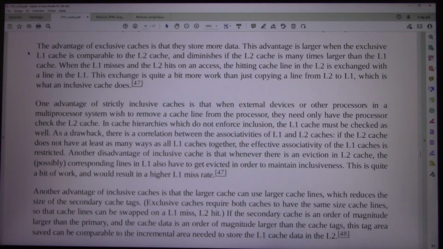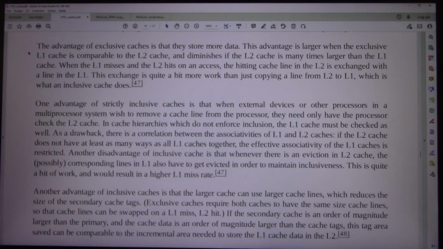When the L1 misses and the L2 hits on an access, the hitting cache line in the L2 is exchanged with a line in the L1. This exchange is quite a bit more work than just copying a line from L2 to L1, which is what an inclusive cache does.